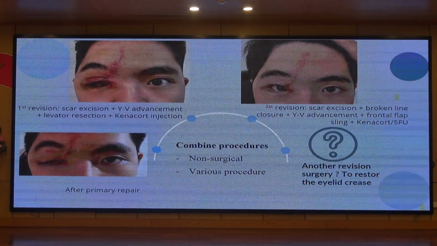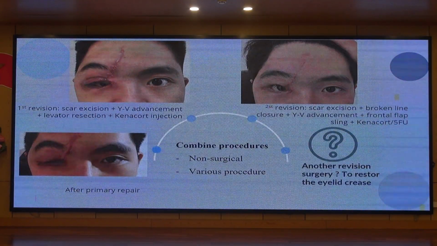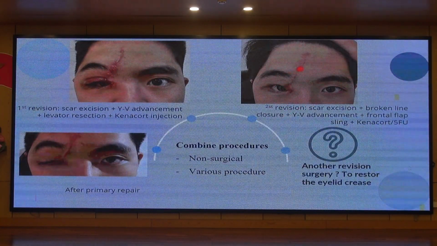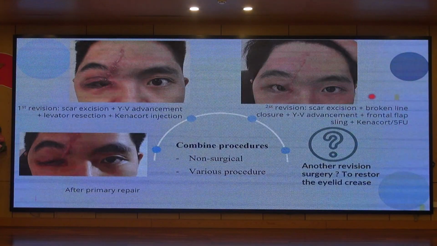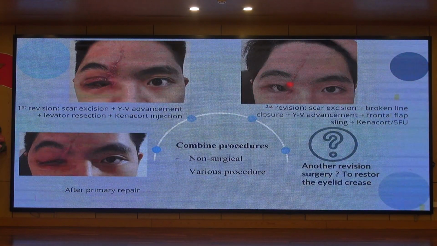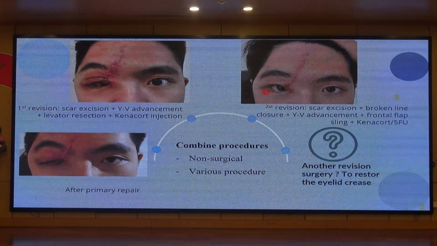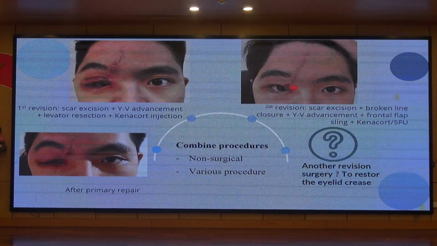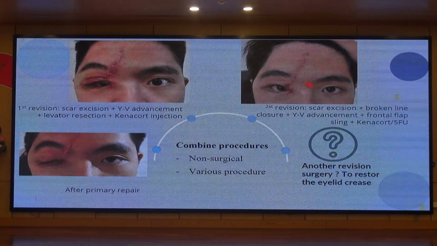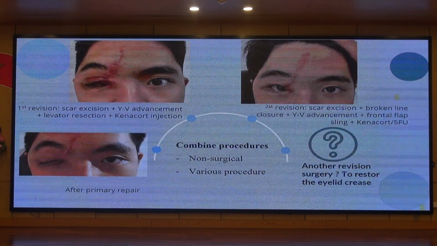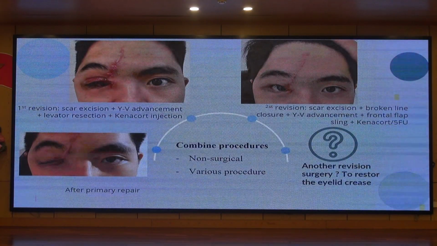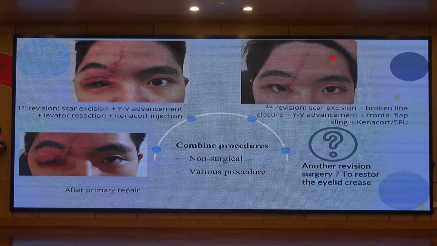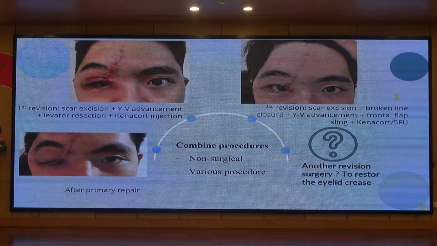But he's not pleased with this result. So we did a second revision. So we excised the scar again and closed with a broken line, and then we did another Y-to-V advancement, and we did a frontal flap sling for this patient for his ptosis. And again, some episodes of keloid with 5-FU injection. It seems that he is quite pleased with the result now, but is there any other revision we can do? Maybe the next time I do, I will improve it for him.